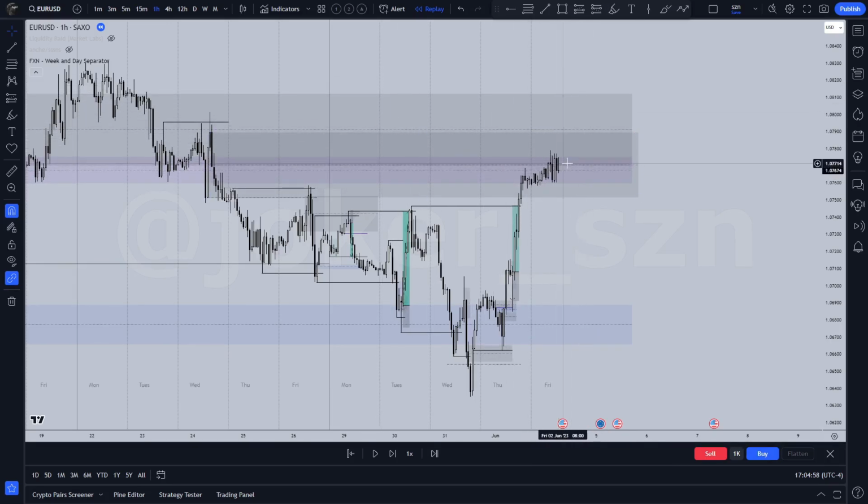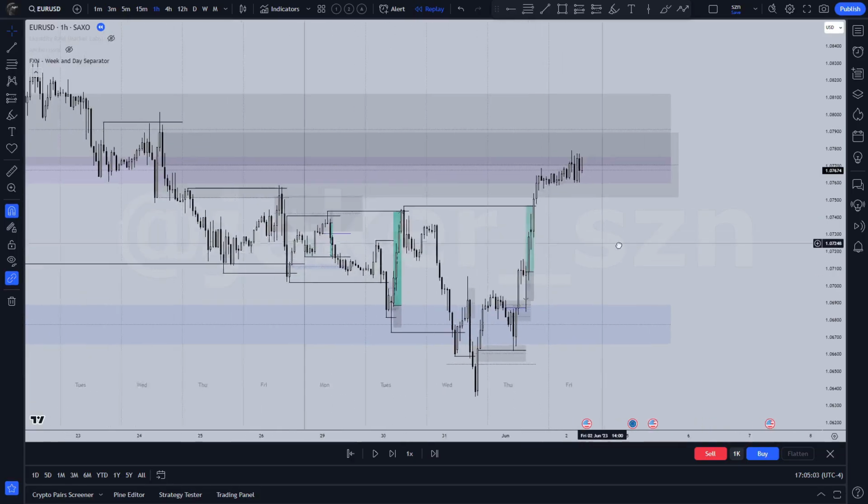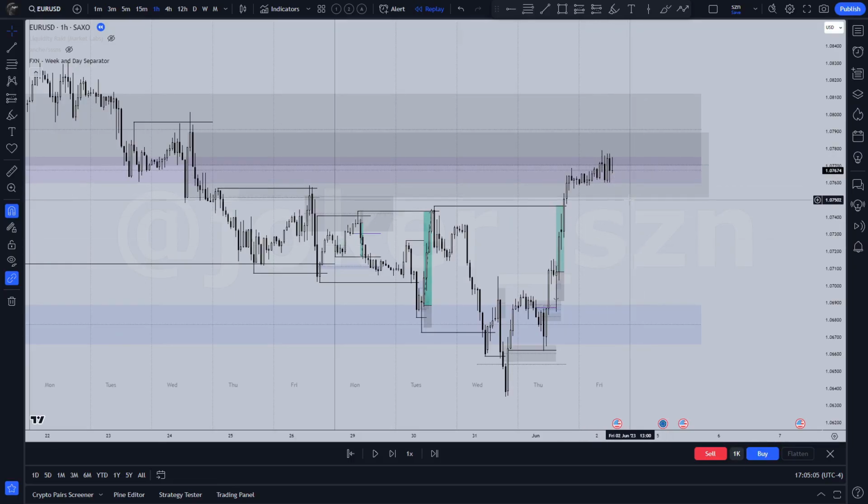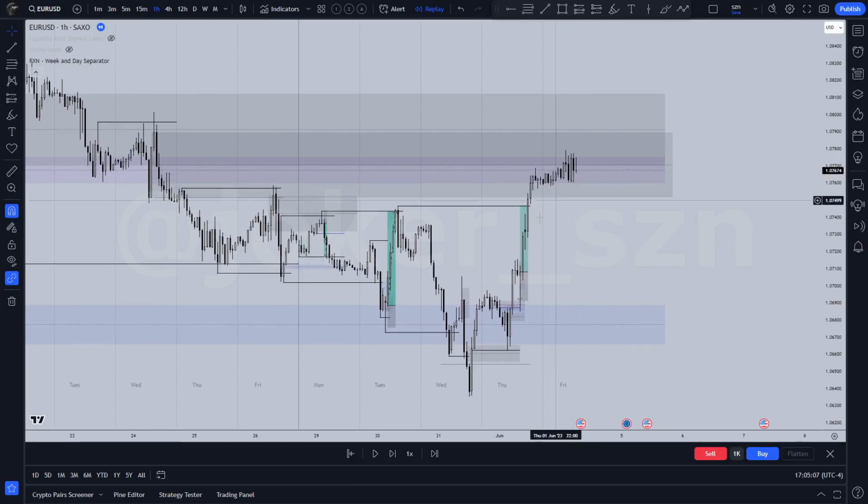If we respect this level, then NFP will send it down here. So at this point we don't have a clear bias, so we will just let NFP play out and see what daily close we get, right?